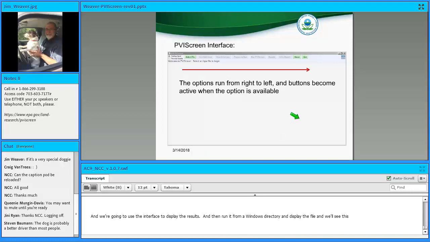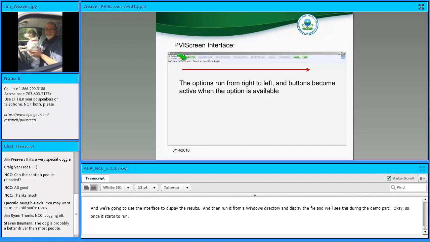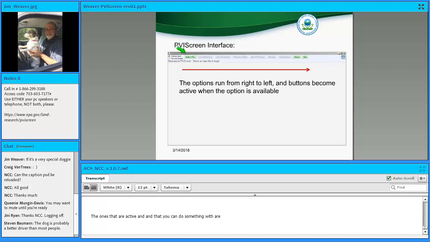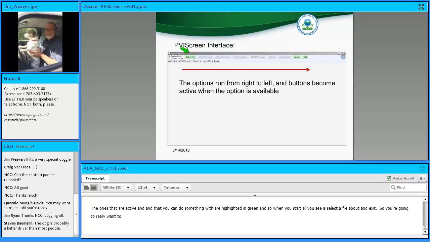Okay, so once it starts to run, the first thing you see is this blankish screen, and there's a series of buttons across the top. The ones that are active and that you can do something with are highlighted in green. And so when you start, all you see is select a file, about, and exit. So you're going to really want to focus on selecting the file, and then everything that we do with the model will run from left to right, even though I said right to left on the slide. Yeah, everything goes from left to right.